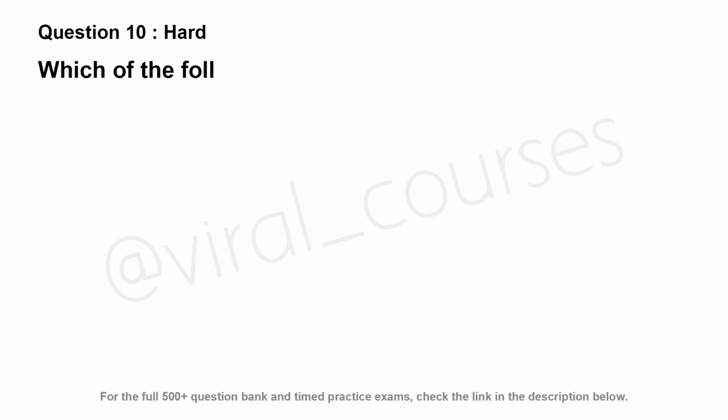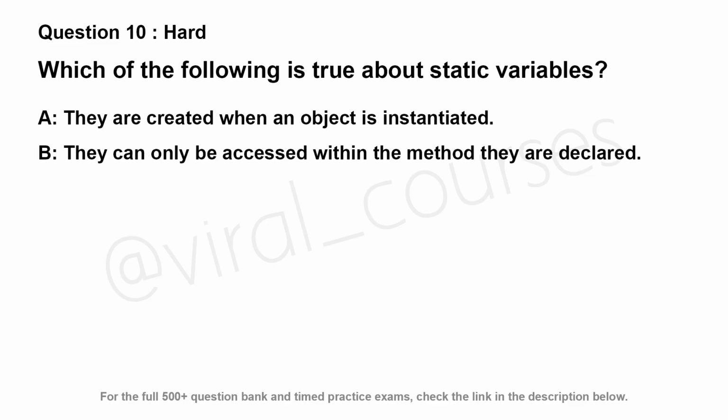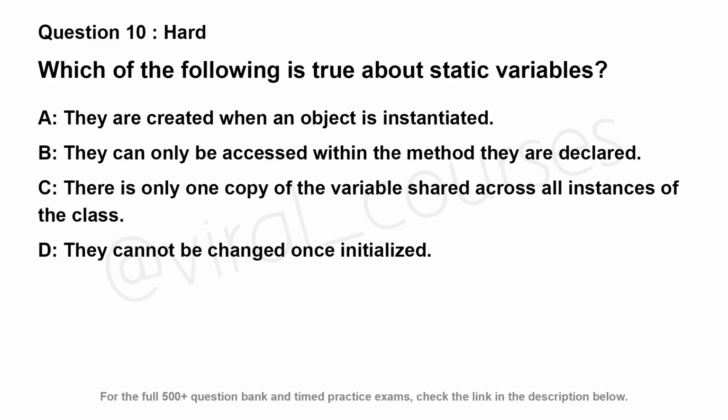Which of the following is true about static variables? Option A. They are created when an object is instantiated. Option B. They can only be accessed within the method they are declared. Option C. There is only one copy of the variable shared across all instances of the class. Option D. They cannot be changed once initialized.